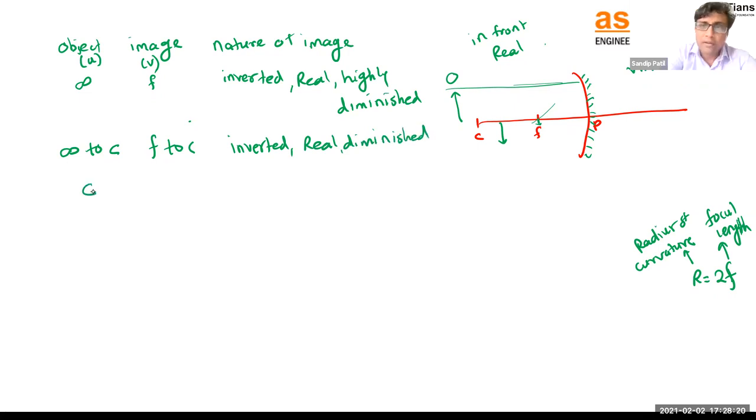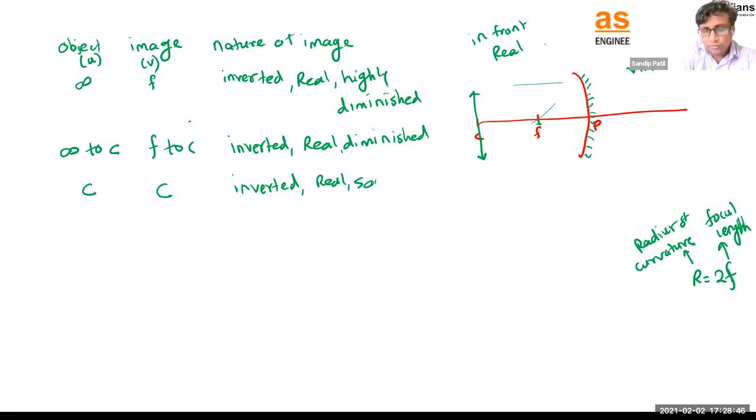What will happen if you keep the object on the center of curvature? Remember, in that case you will get the image at the same point, on the same side. So if you keep the object at the center of curvature, the image will also appear at the center of curvature. Again it will be inverted, real, and the same size. Remember this.